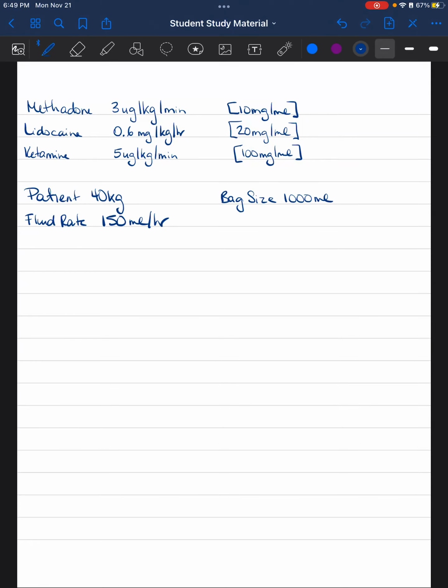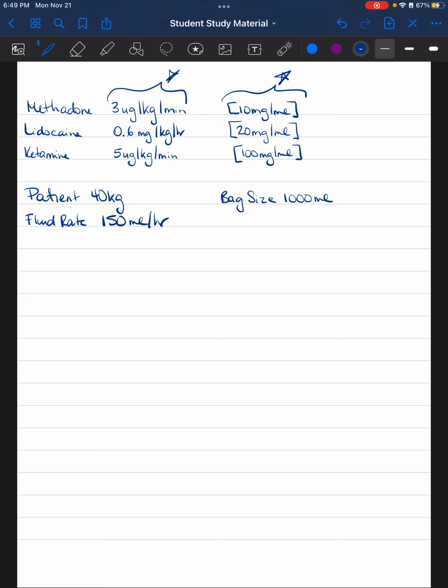Okay, let's do a multi-drug CRI calculation here. So we've got 3 drugs that we're going to make for this patient. We've got the dosages right here, and we've got the concentrations of the drug right here. And here we've got our patient information.